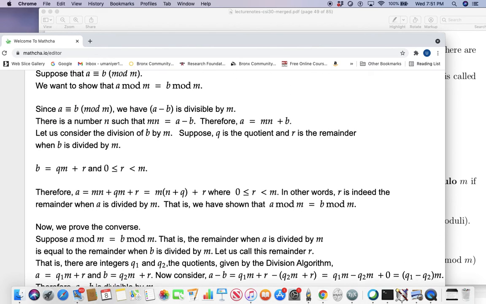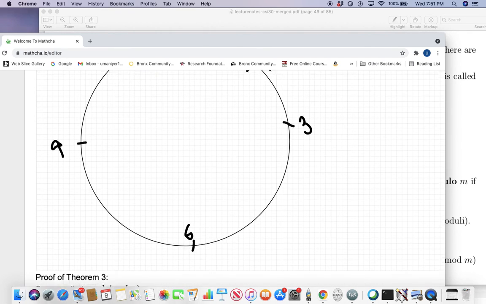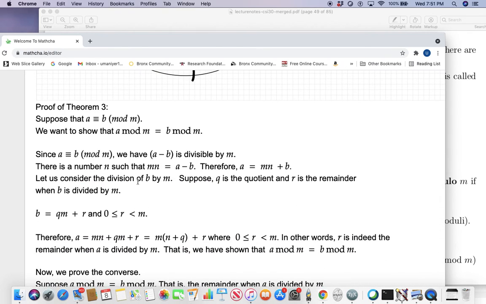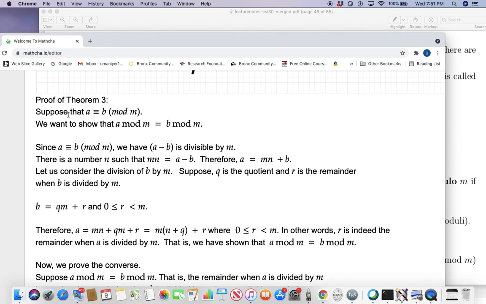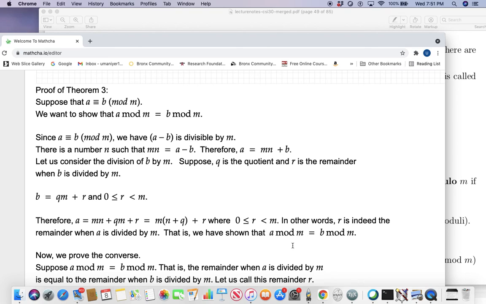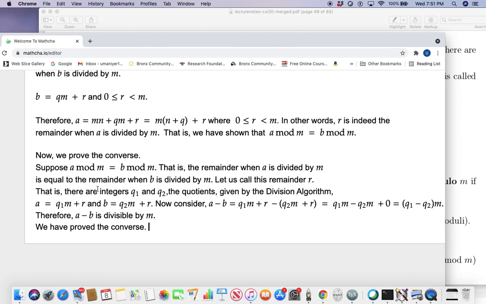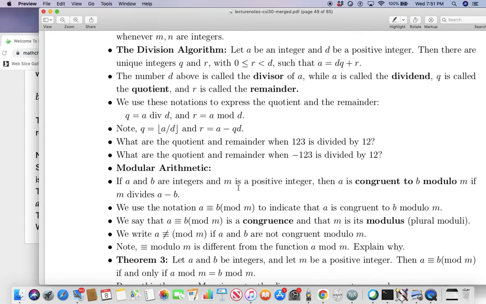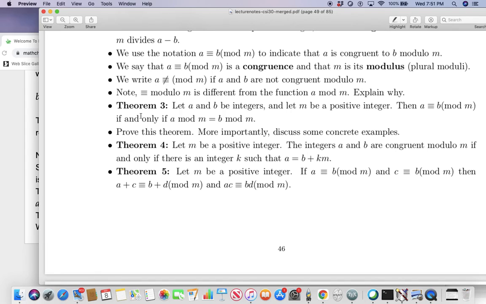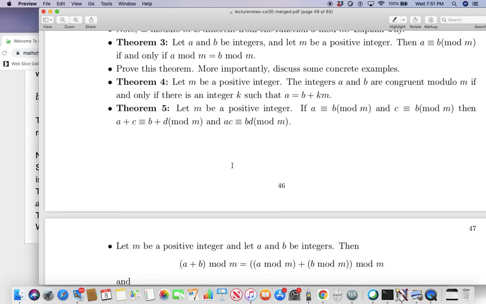Okay, this is how you prove any if and only if result. Okay, one way, that's assume this, prove this, conversely assume this and prove this. All right, we'll stop this section here. We'll continue theorem 4 in our next video.